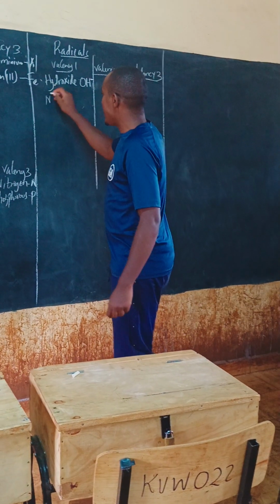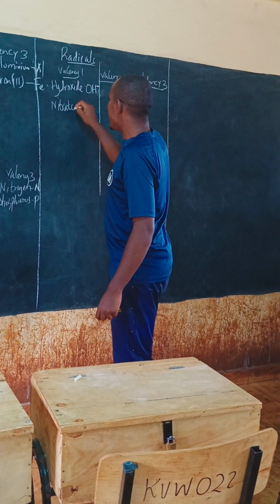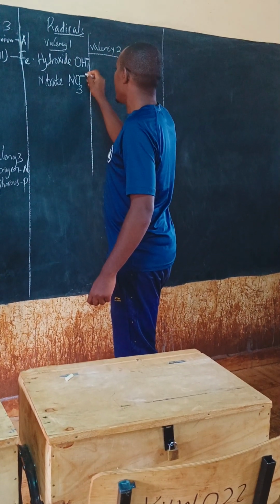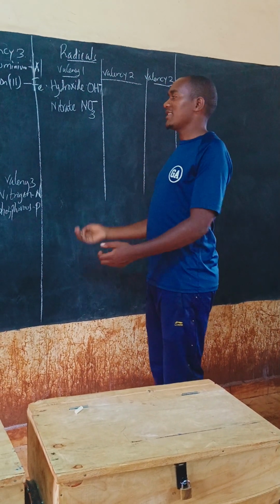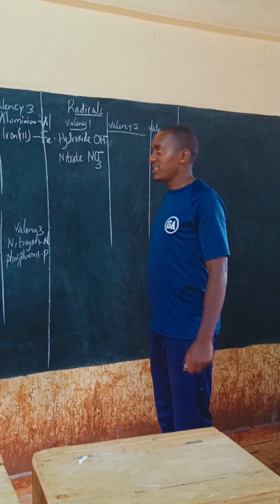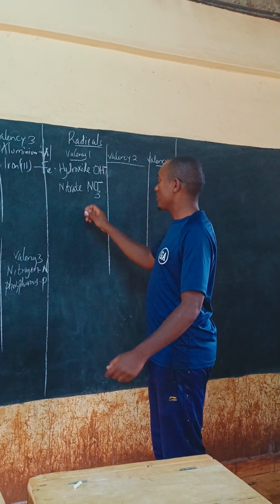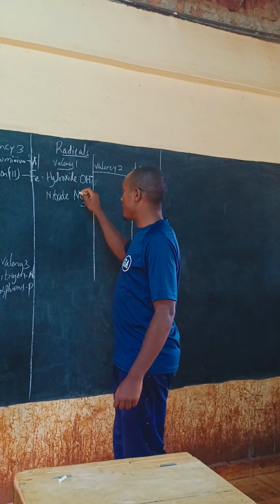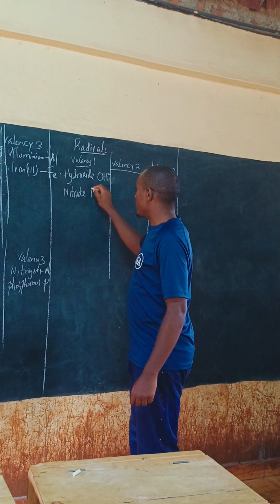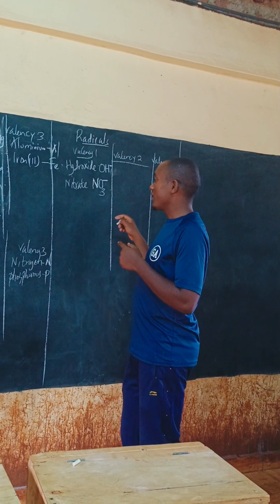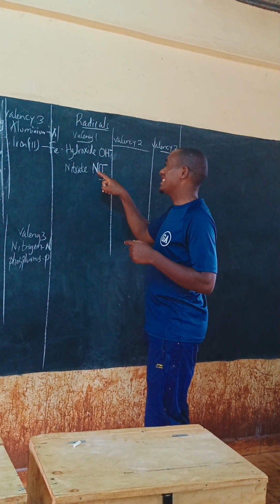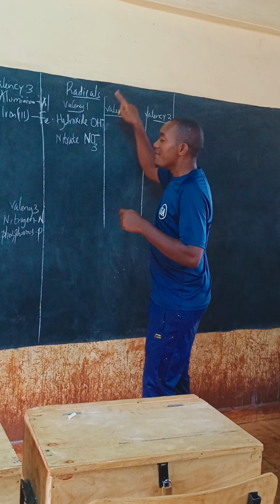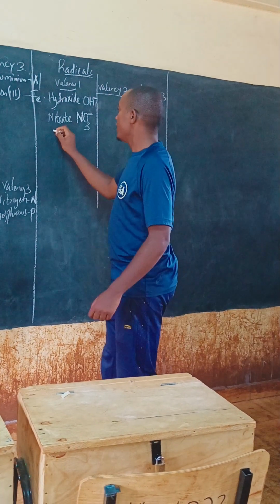Number 2, we have nitrate, NO3 negative. The negative is just valence 1. It doesn't mean that this is valence 1 by itself, it's a compound radical. So nitrate is valence 1. What you are supposed to know here is that its formula is NO3, valence 1. OH, valence 1. Let's go to another one.